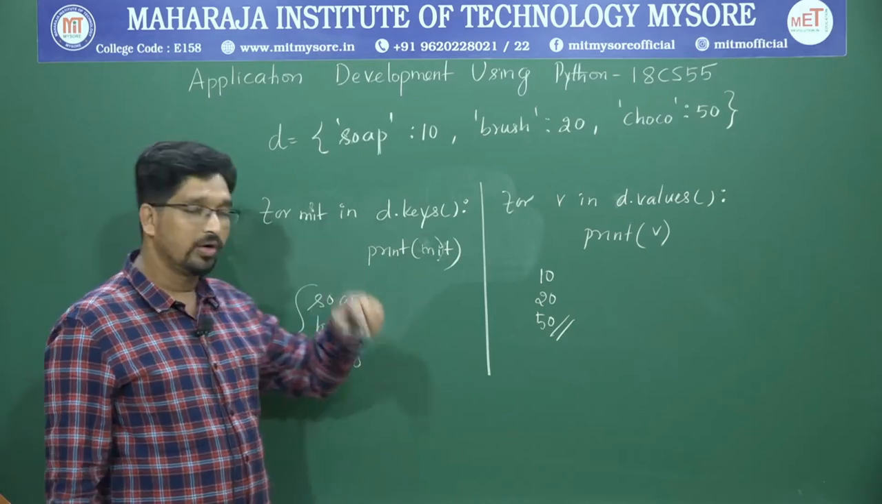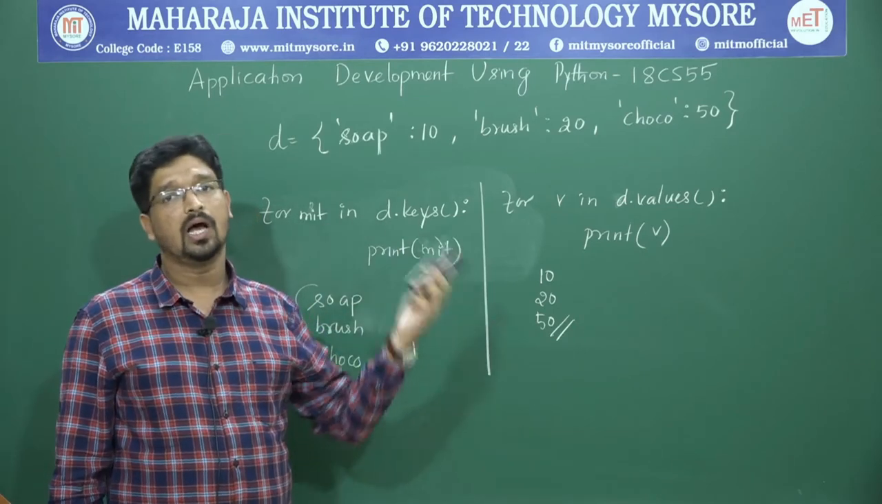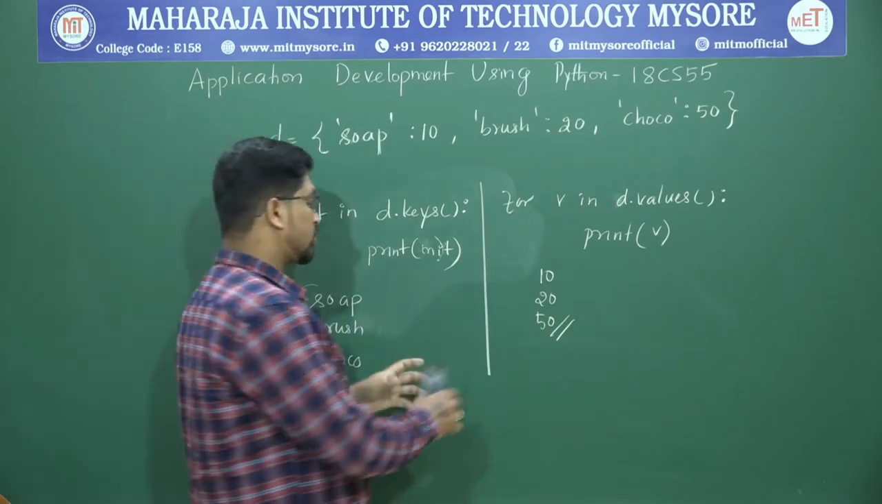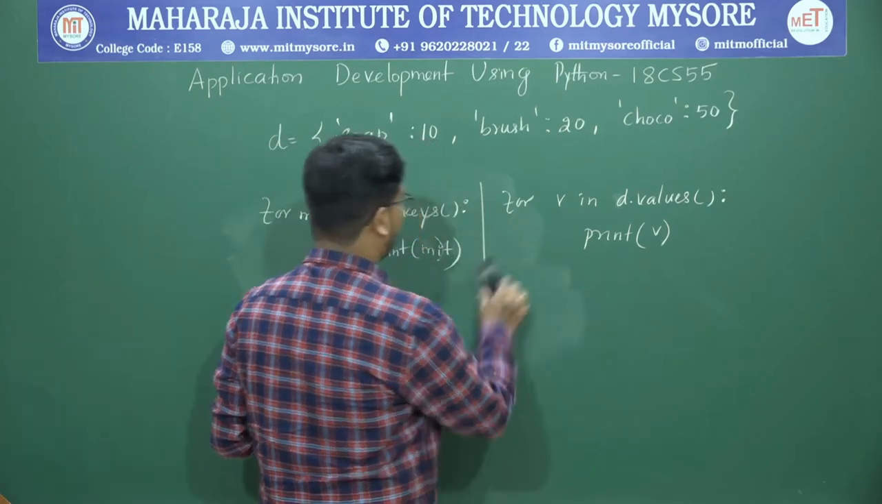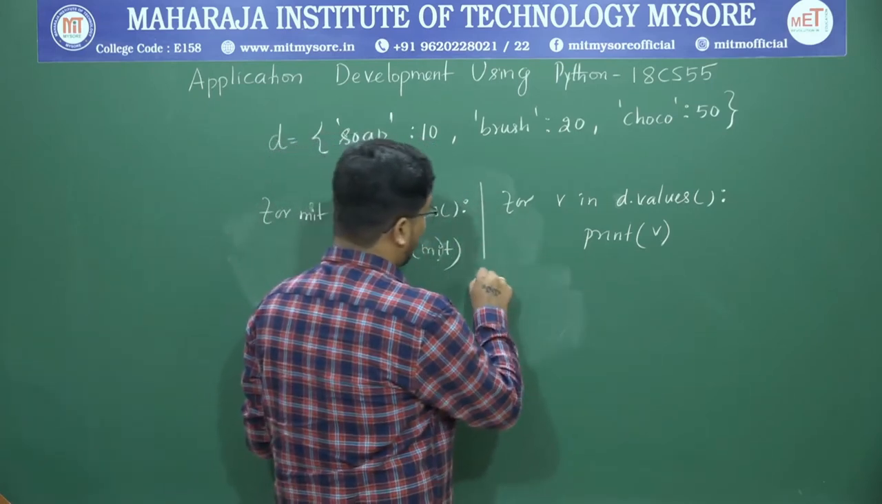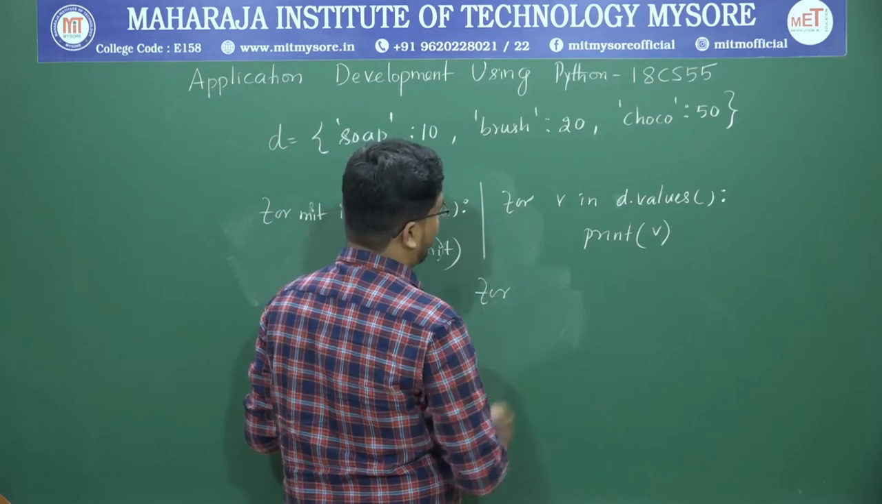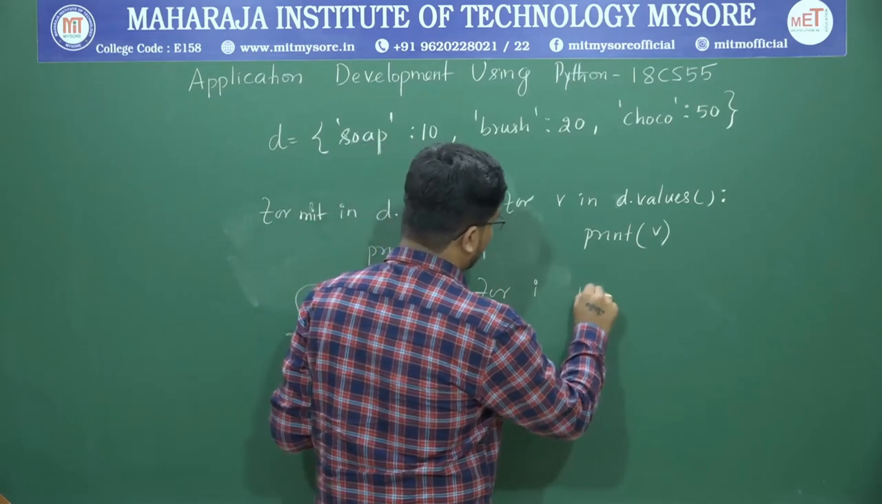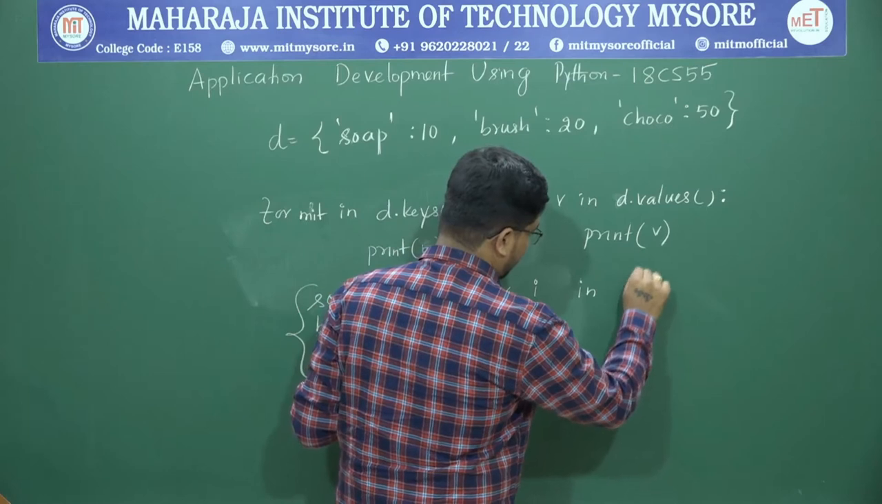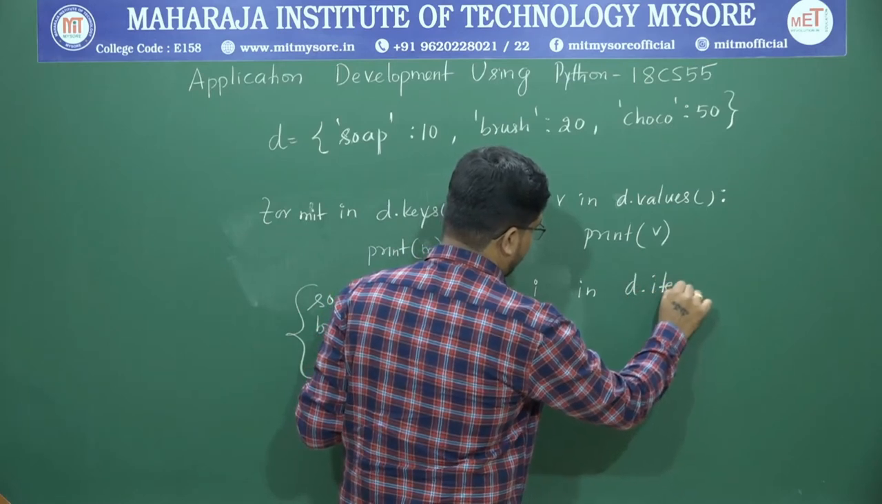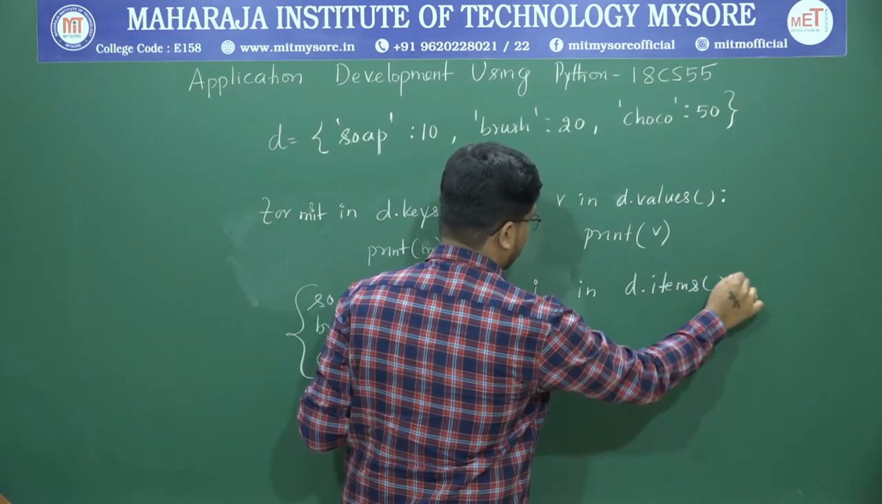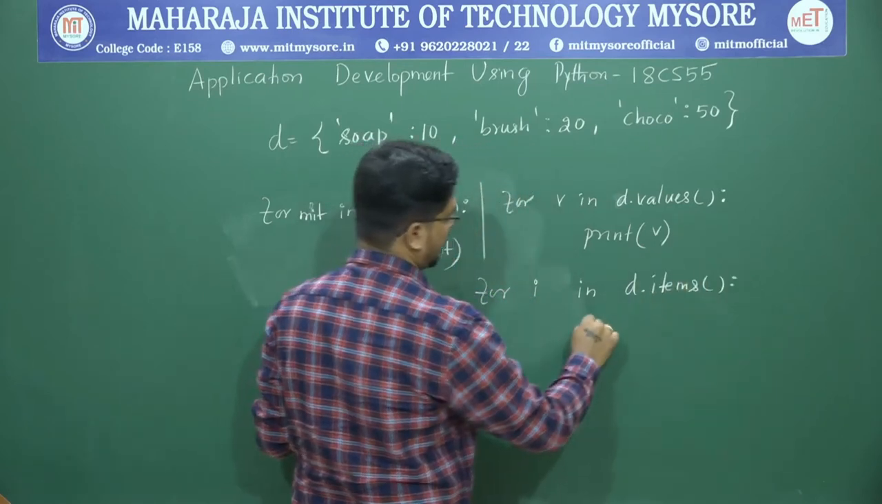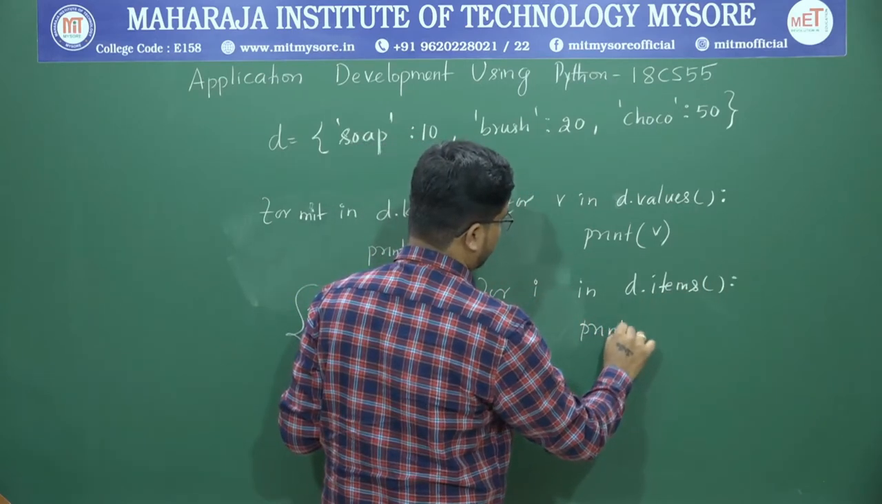Now if you want to access both key and value, then you should use the items function for that. Here, for i in d.items(), it is not item, it is items, then print of i.